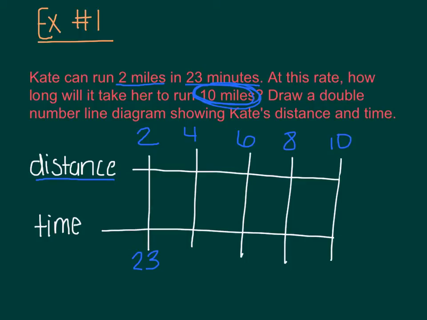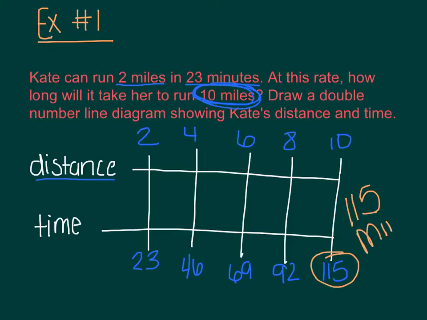And so now I'm going to count by 23's on the bottom. 23, 46, 69, 92, and 115. So, she can run 10 miles in 115 minutes. So that's how we set up our double number line.